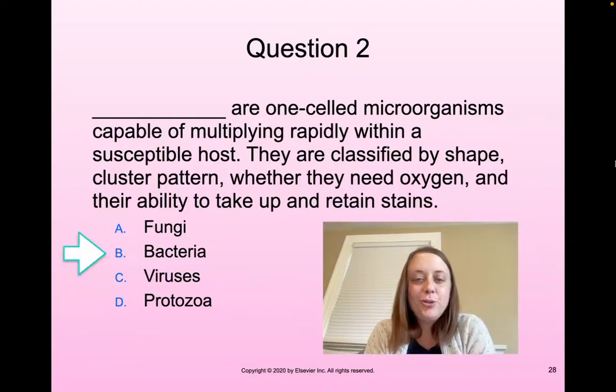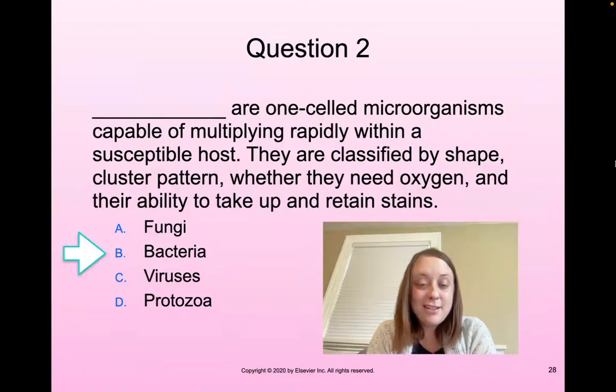And question 2, blank are one-celled microorganisms capable of multiplying rapidly within a susceptible host. They are classified by shape, cluster pattern, whether they need oxygen, and their ability to take up and retain stains. So what's our answer? The answer is B, bacteria. Bacteria are the microorganisms classified by whether or not they can take up those gram-positive or negative stains.